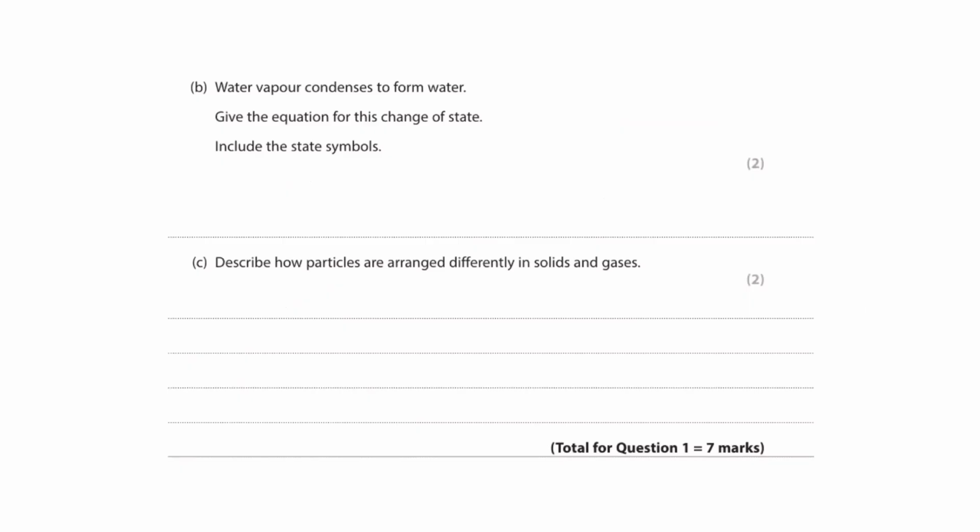Then they are saying that water vapor condensed to form water. Give the equation for this change of state, include the state symbols. Water, we know the chemical formula, is H2O. Water vapor means H2O in a gaseous phase. It condenses, forming water. When a gas condenses, it forms a liquid, because water at room temperature is a liquid. So the equation we have here is H2O(g) forming H2O(l).